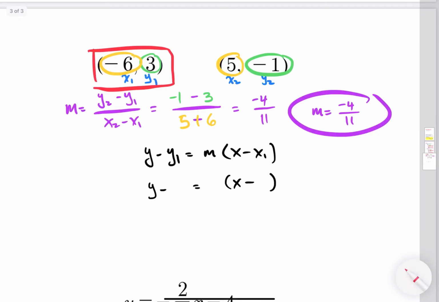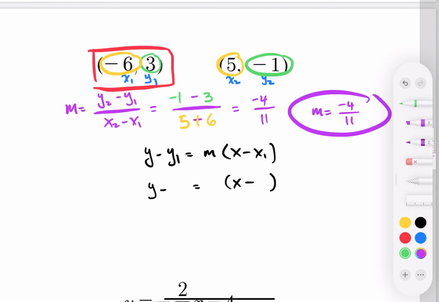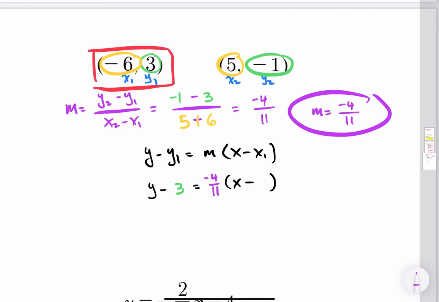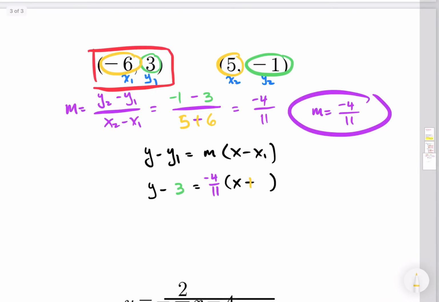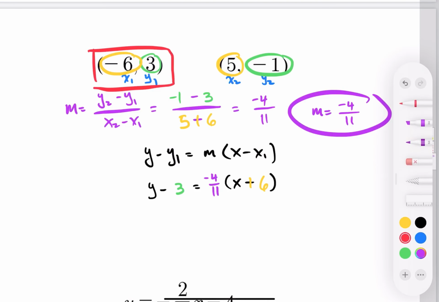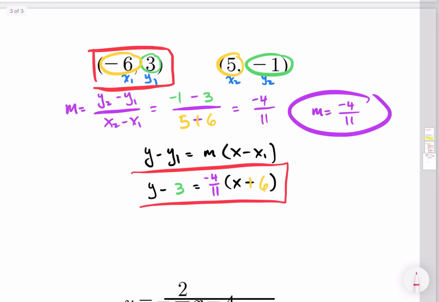So here, my y1, so y minus y1. Well, y1 is 3 in this case. The slope is negative 4 over 11. And our x minus x1, x1 is negative 6, so that means plus 6. And this is your point-slope form. Now again, I could have replaced the x1 and the y1 with that 5 and that negative 1, and I'd get a different version of our point-slope form, but the two are going to be the same. So if I converted them into slope-intercept form, they would both have the same slope-intercept form.